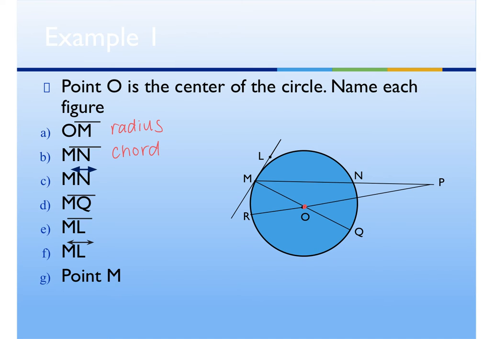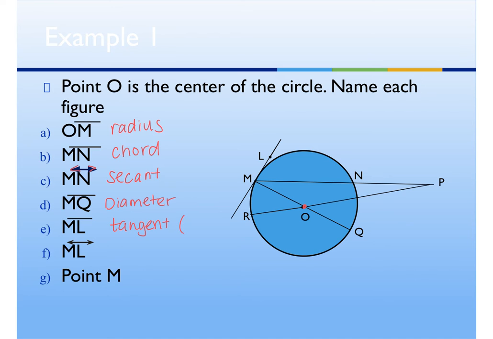All right, MN as a line. Secant. Notice the difference, right? It could be as subtle as those two arrows on the notation of the segment. MQ. That's the diameter. ML. Tangent.